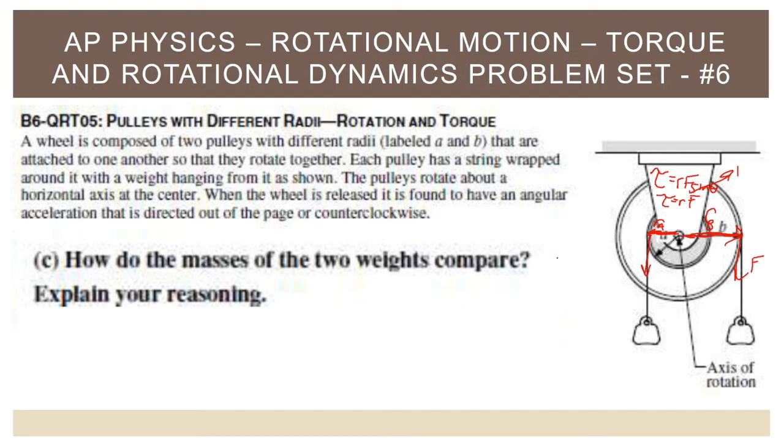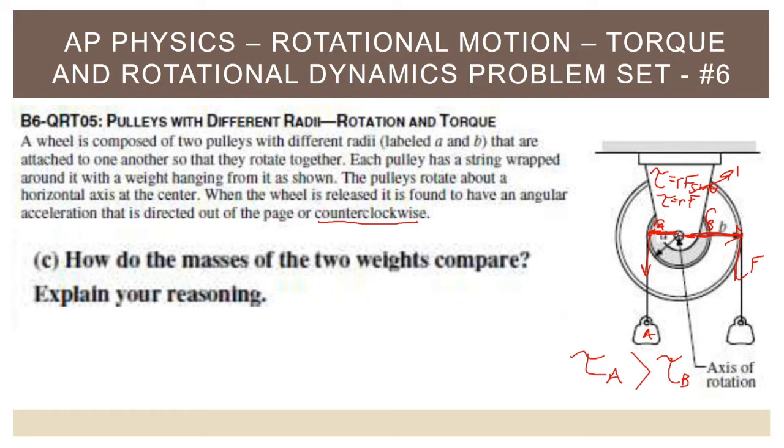Well, we already know that the net torque, because of what they told us about the angular acceleration, is counterclockwise. And so if the net torque is counterclockwise, that tells you that the torque produced by what we'll call mass A here has to be bigger than the torque produced by mass B. And the answer here follows pretty cleanly from that.